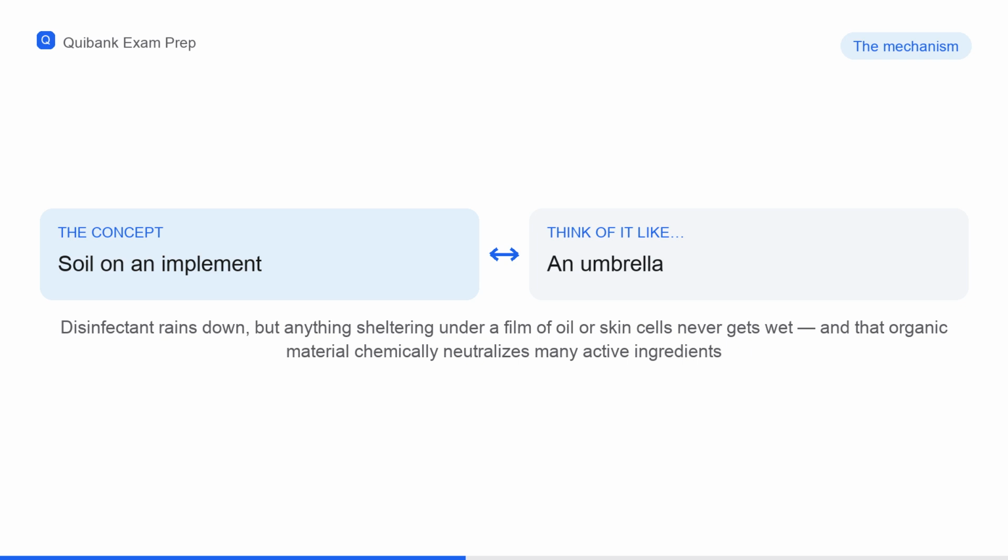Now the analogy that makes the order stick. Think of soil on an implement as an umbrella. Disinfectant rains down on the surface, but any microorganism sheltering under a film of oil, product, or skin cells never gets wet. Worse, that organic material chemically neutralizes many active ingredients. So a soiled implement has not been disinfected, no matter how long it's soaked.